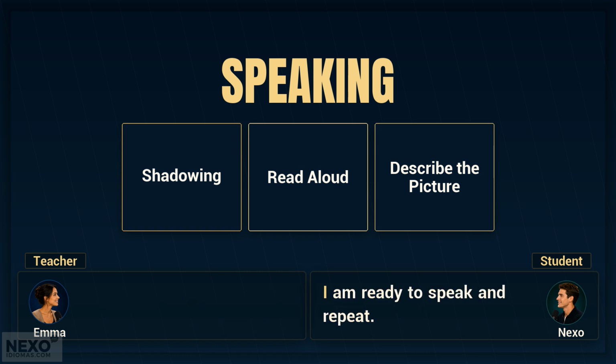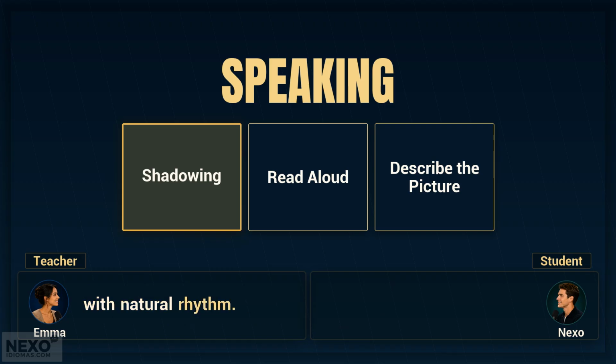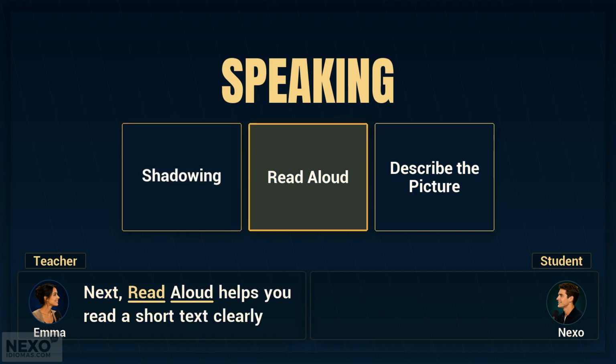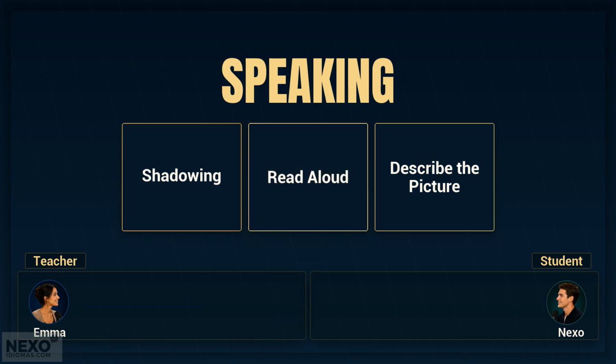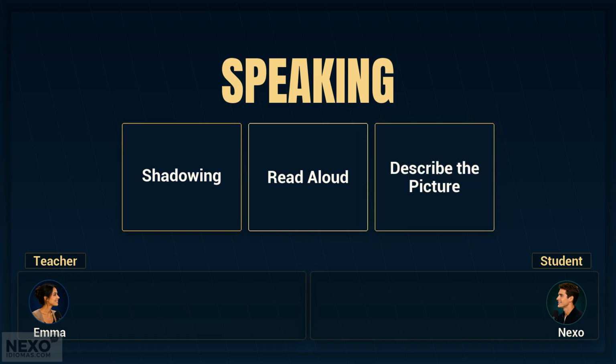Great, Emma. I am ready to speak and repeat. First, shadowing helps you listen carefully and repeat with natural rhythm. Next, read aloud helps you read a short text clearly and confidently. Finally, describe the picture helps you use simple sentences to talk about what you see. That sounds clear. I like starting with short phrases. Perfect. Let us begin with shadowing.